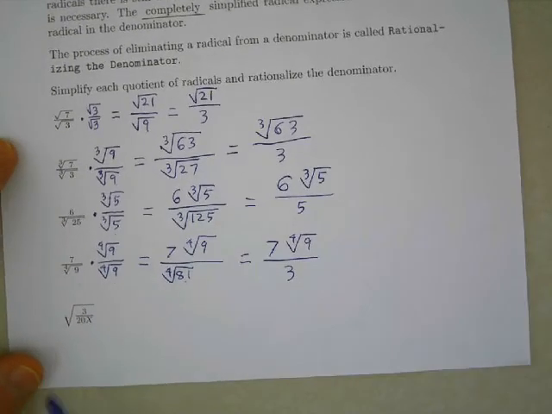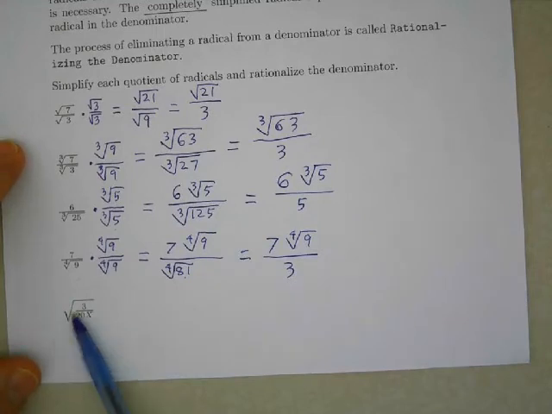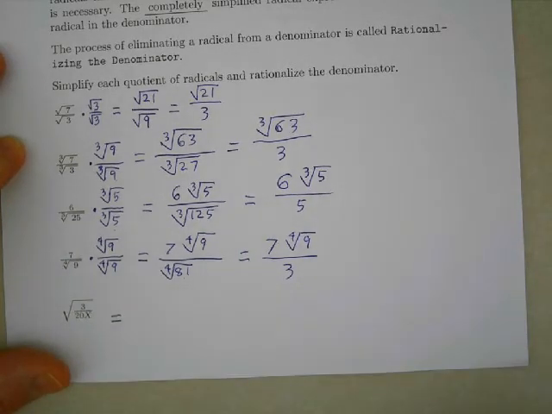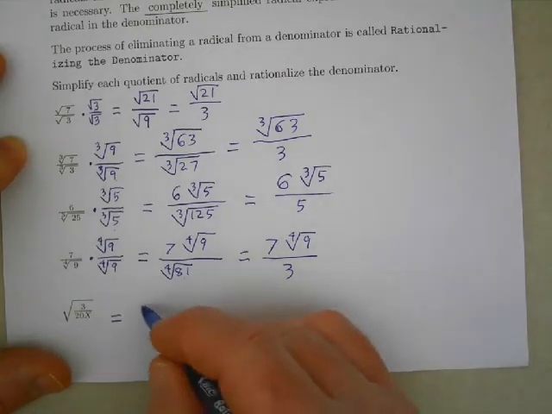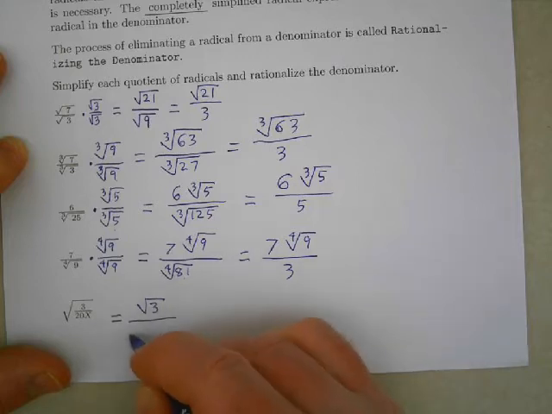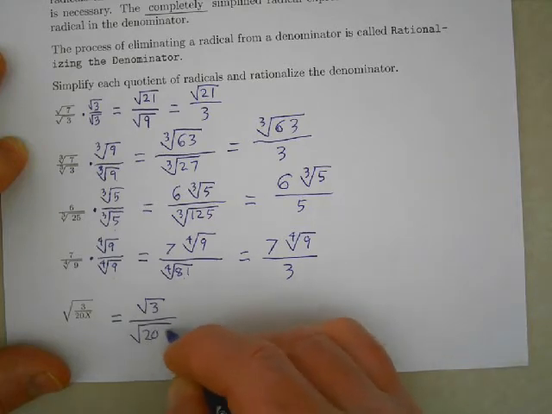Okay, in the next example, the square root of 3 divided by 20x. Okay, well, there's more than one way to go about this one. I'll tell you what I recommend. Let's go ahead and write this applying the quotient property of radicals. Let's rewrite it as the square root of 3 divided by the square root of 20x.